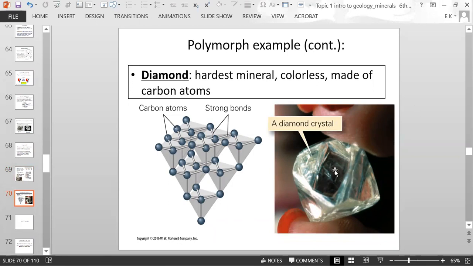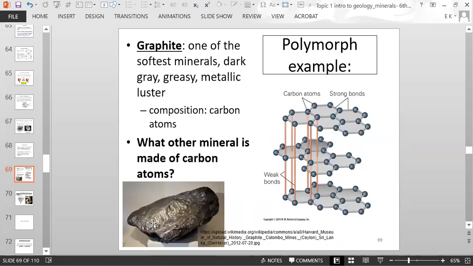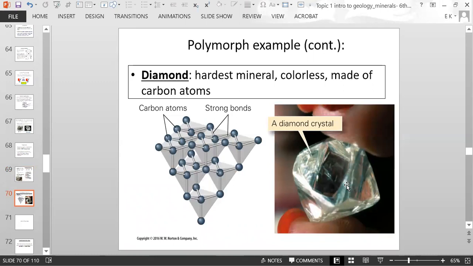So this picture of a diamond and this picture of graphite, they look extremely different. They almost look like opposite types of minerals. This is one of the softest minerals. It's dark gray, it's metallic. This is the hardest mineral. It's colorless, it's sparkly. They are both made of exactly the same thing. They are both made only of carbon atoms. So this shows you that composition is not really what is determining the physical properties. It's the way the atoms are arranged.